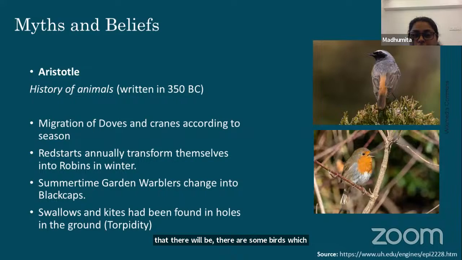So redstarts annually transform themselves into robins in the winter. We are talking somewhere near Greece, and this is what happens when the redstarts have their annual migration: the robins come in. So naturally it was assumed that these are the same birds, just in a different morph or a different color of feathers. They assumed something like this. But otherwise, this migration phenomenon was quite noted.